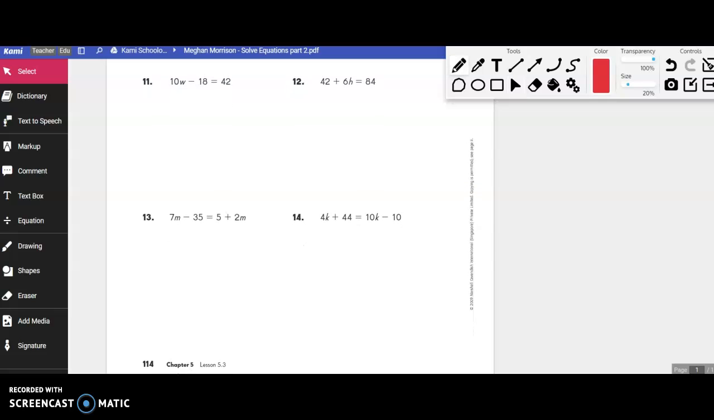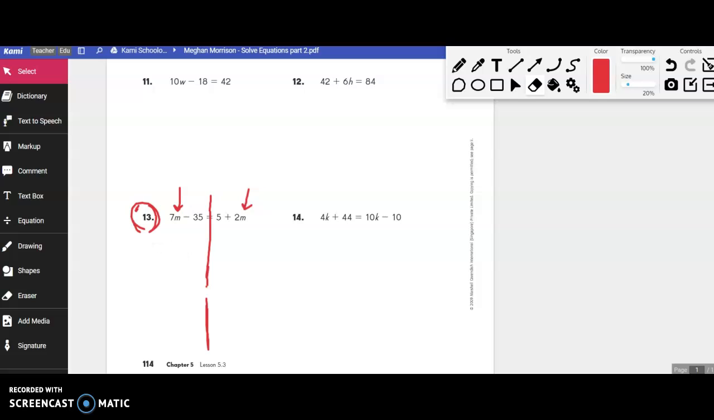So say I go to one down here that's pretty complicated. Okay? Variables are on both sides. So I could guess and check. Again, I would just put the number in on both sides this time. So let me just demonstrate. If I picked 1, well, 7 times 1 is 7. 7 minus 35 is a negative number, so I already know that's not going to work.